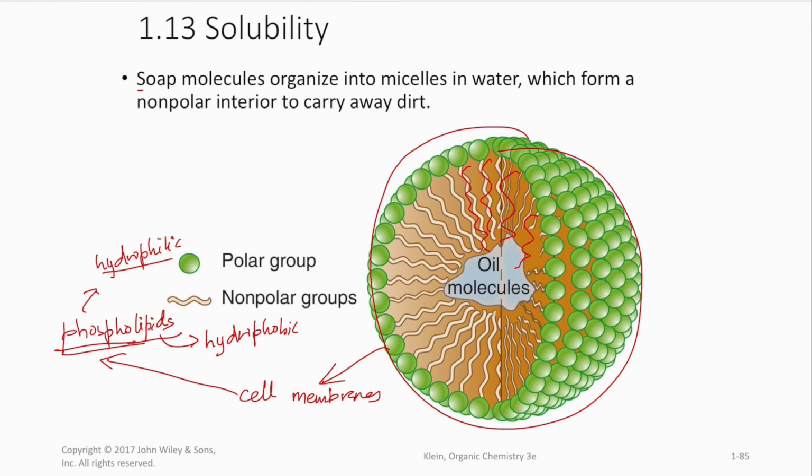So this is how soap molecules organize into micelles in water, which form a non-polar interior to carry away dirt. So micelles are basically ring structures around the non-polar molecule created by an amphiphilic substance.